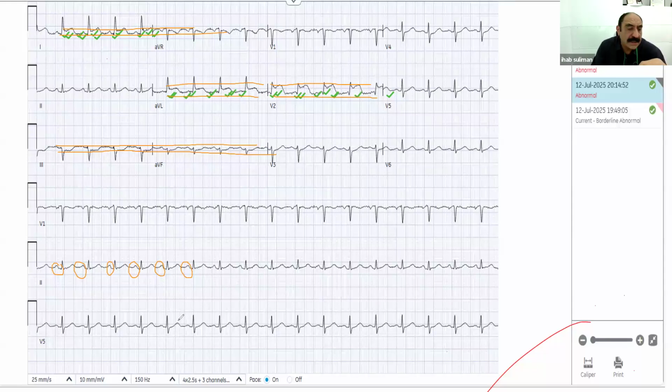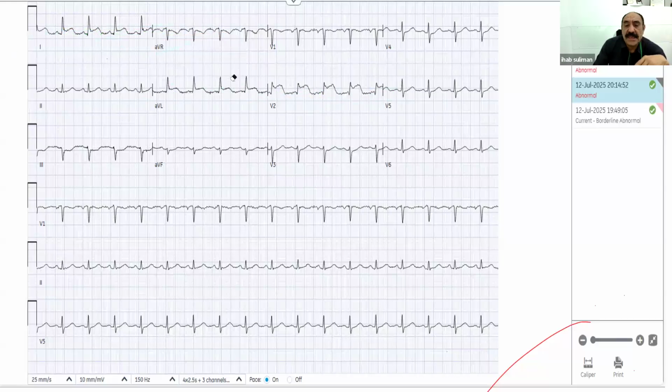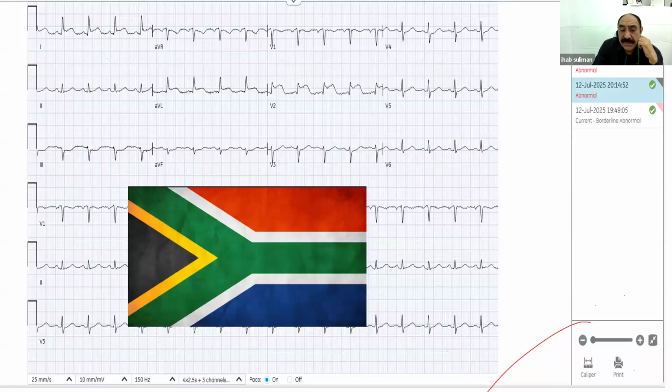So this patient, we can move on to show you what this ECG was pointing to. So this ECG points to a diagonal infarction, what is known as the South African flag sign. So if you go to lead 1, it will be found here. And if you go to lead AVL, it will be here. And if you go to V2, you will find it here.